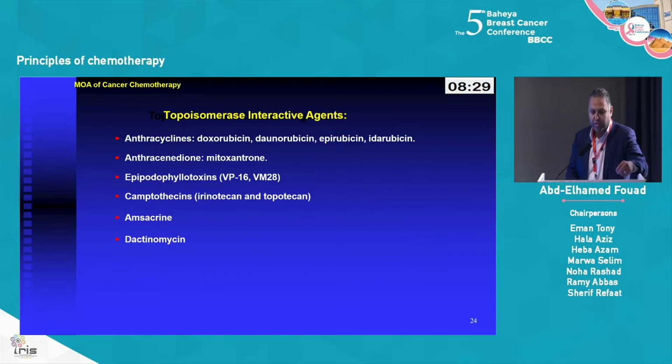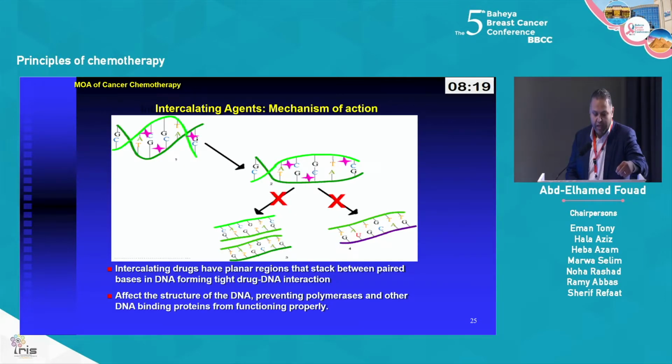The topoisomerase interactive agents include anti-tumor antibiotics, anthracyclines, epipodophyllotoxins, camptothecins, and others. The mechanism of intercalating agents: they have a planar region that sits between the base pairs in the DNA, forming a tight drug-DNA interaction. This affects the structure of DNA, preventing the polymerase and other proteins from binding to DNA, and leads to cell death.